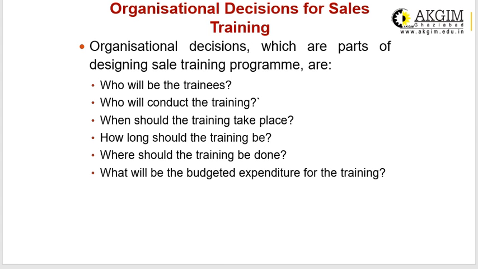What are the objectives of the training? Why does the training have to be given? What are the various areas in which the training is needed? Where should the training be done? Whether it should be done in some centralized place or whether it can be done in a decentralized place. So that has to be decided. What will be the budget or expenditure for the training program that will be conducted? So all these decisions have to be taken by the sales manager.